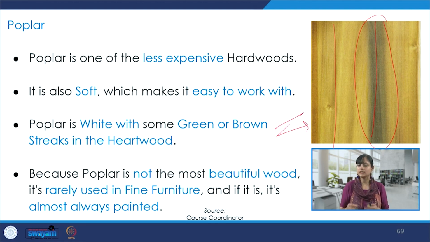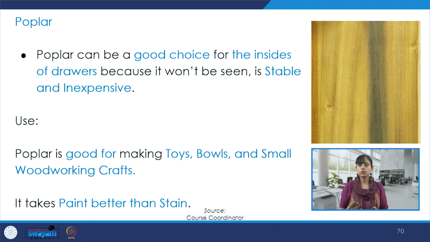But I would just like to put a disclaimer that it also depends on individual choices. Some designer may like to use this as an interesting attribute and not look at it as a defect or as non-aesthetic. So it depends. But going by the market value, it's not much of a popular wood because of these streaks that you see. So it can be a good choice for the inside of drawers for storage and other applications. It is also good for making toys, bowls and woodworking crafts. It takes paint better than stain.